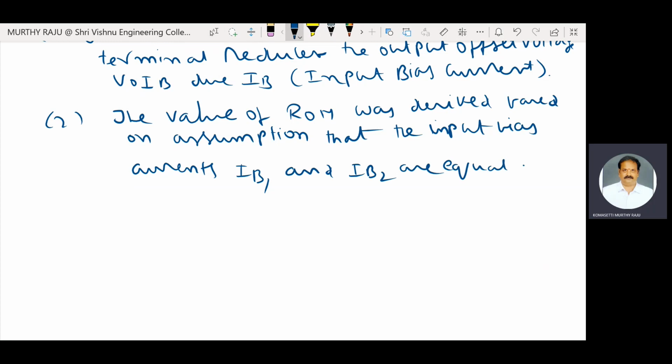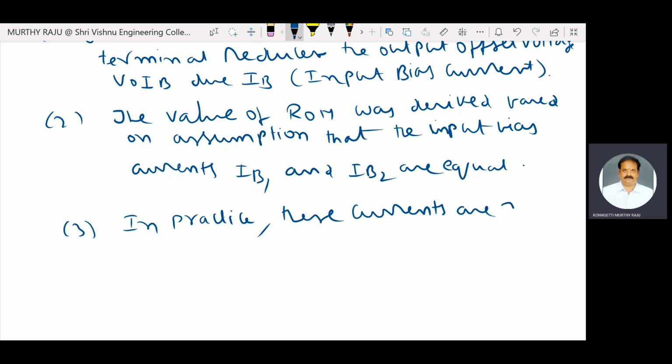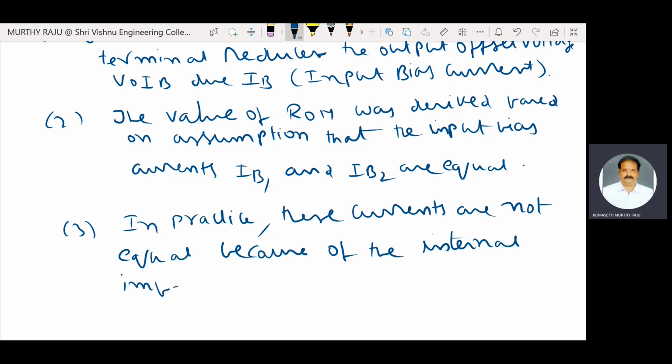In practice, these currents are not equal because of the internal imbalances in the op-amp circuitry.